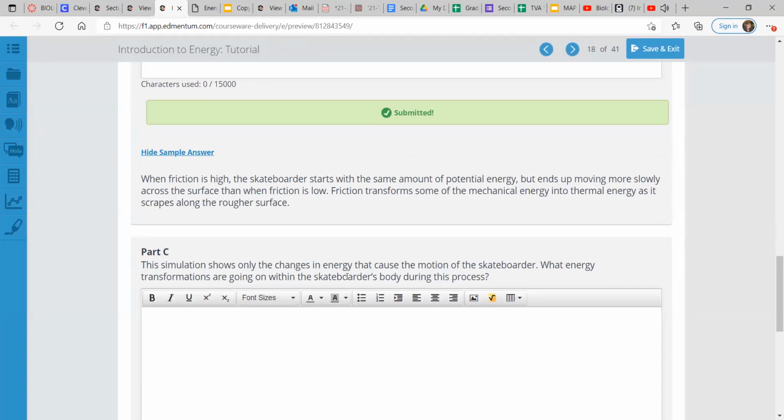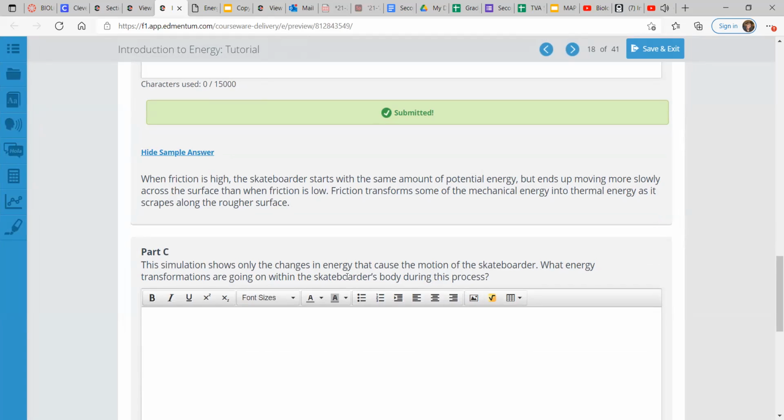When we click that answer, we get another way of wording it. When friction is high, the skateboarder starts with the same amount of potential energy, but ends up moving more slowly across the surface than when friction is low. Friction transforms some of the mechanical energy into thermal energy as it scrapes along the rougher surface. The simulation shows only the changes in energy that cause the motion of the skateboarder.